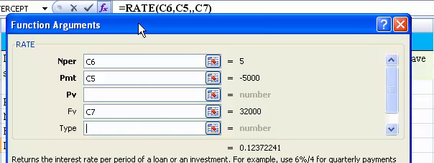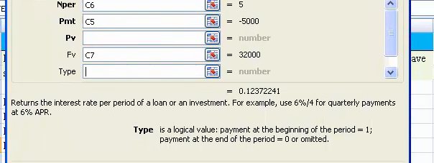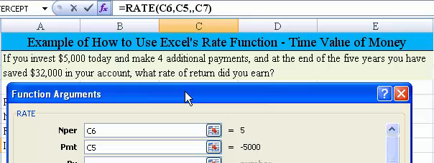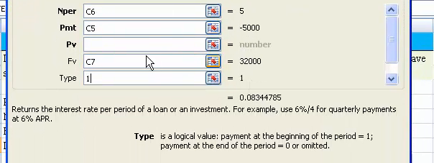And then the last question it is asking is the type. And this is critical on this one. And it says type is a logical value. If the payment occurs at the beginning of the period, make it a 1. If payment is at the end of the period, make it 0. Now normally lots of these problems are always 0 and 0 or blank. But in this one we are investing the $5,000 today, so the payment does occur at the beginning of the period, and we're interested in what happens at the end of 5 years from now. So this one we have to put a 1 in there.